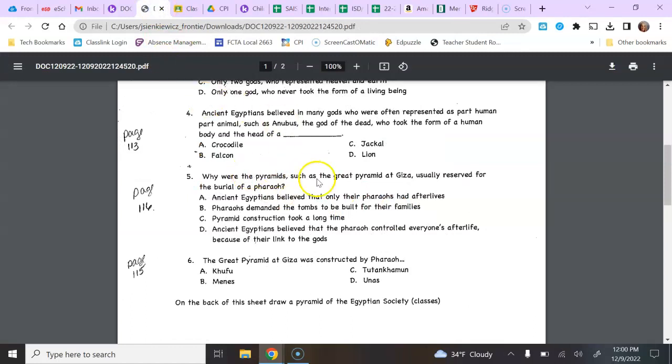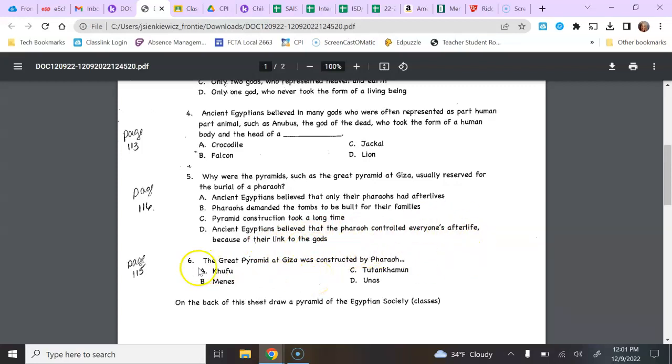So again, why were the pyramids, such as the Great Pyramid of Giza, usually reserved for the burial of a pharaoh? A, ancient Egyptians believed that only their pharaohs had afterlives. B, pharaohs demanded the tombs to be built for their families. C, pyramid construction took a long time. Or D, ancient Egyptians believed that the pharaohs controlled everyone's afterlife because of their link to the gods.